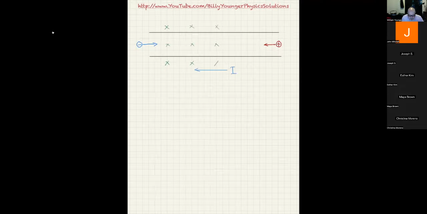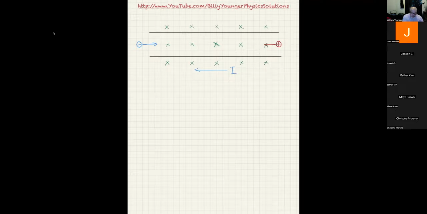And remember, when you see X's, that's like you're looking at the back of the arrow, like a bow and arrow, where the little feathers stick off to the side. So that's what I'm trying to show you: a magnetic field that is actually pointing into the page like this. Now, you guys work this out.